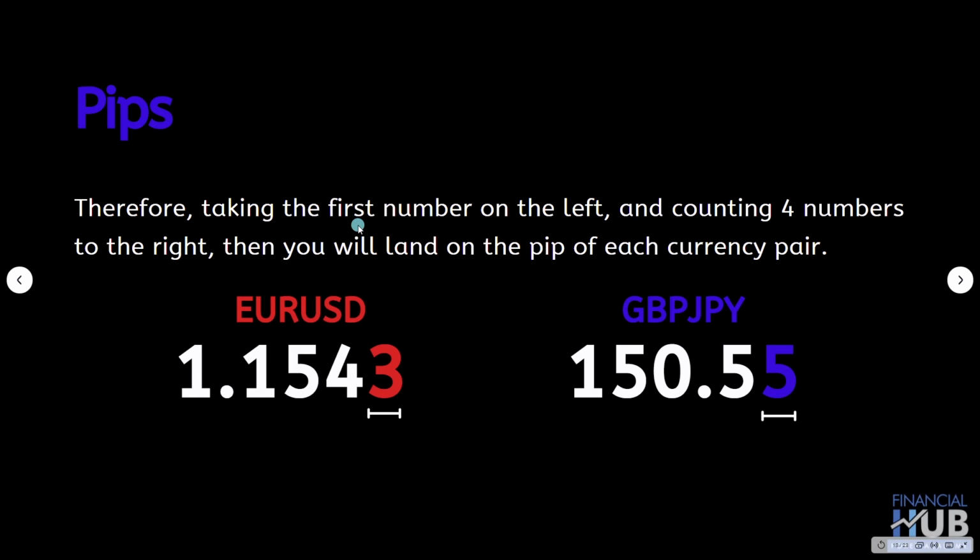Therefore, taking the first number on the left and counting 4 numbers to the right, you will land on the pip of each currency pair. So if you take this, okay, this is your first number and this is your first number. Then count 4 from there, okay? So if you count 1, 2, 3, 4, you get your pip number. Same thing with this one. This is your whole number. Count 4 to the right. 1, 2, 3, 4. That is how you get your pip number, okay? So that is Euro USD and GBP JPY.